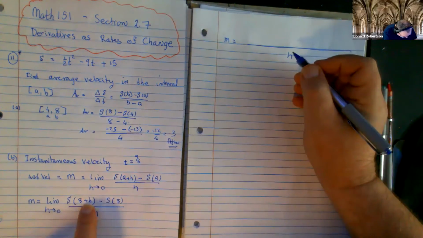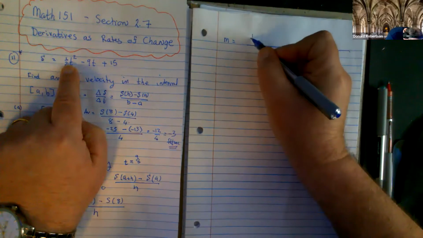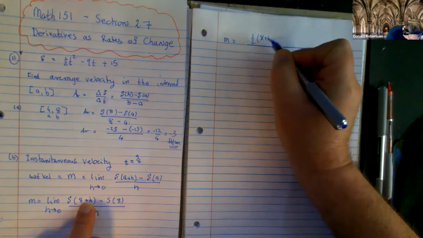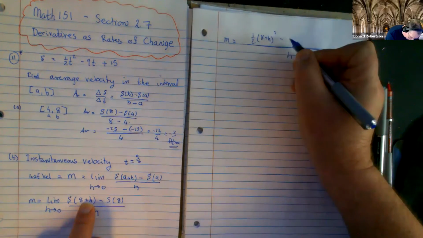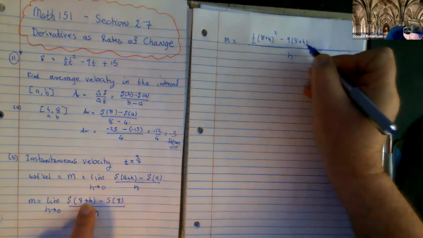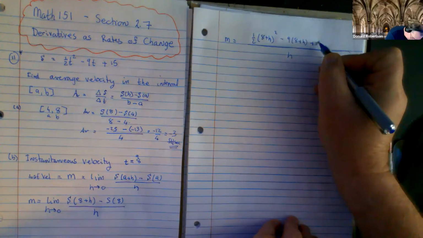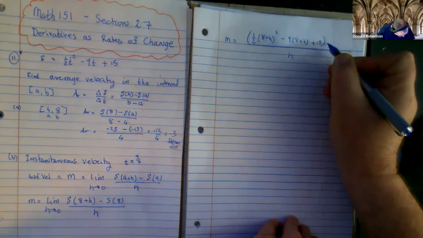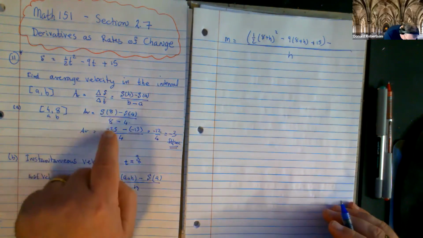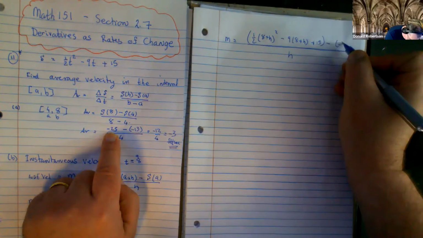S of 8 plus h, well, that's going to be 1/2 (8 plus h) squared. Take away 9 lots of 8 plus h, add 15. Take away the value of the function at 8, and we already found the value of the function at 8. It ends up being negative 25.